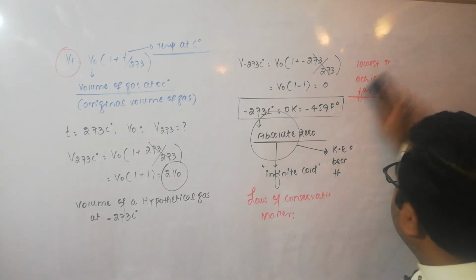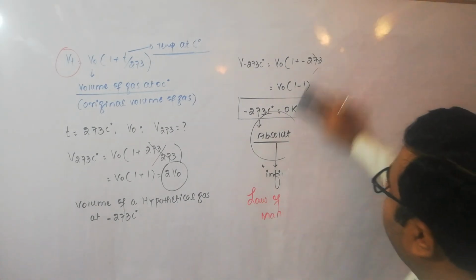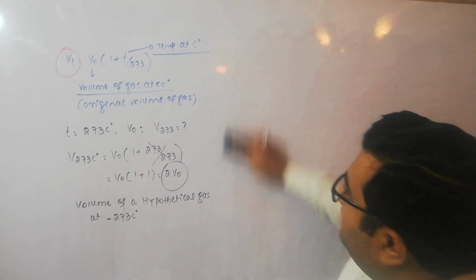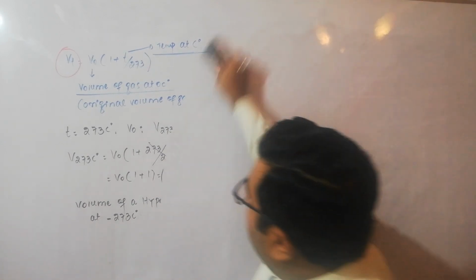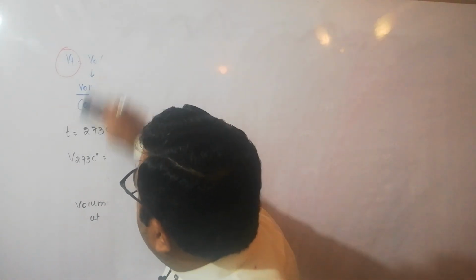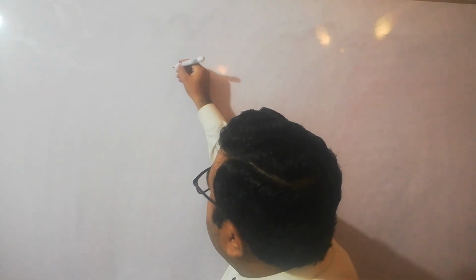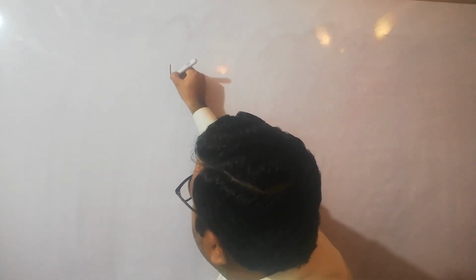Now at the last, let us discuss Charles law graphically: if a graph is plotted between volume and temperature, then what kind of picture are we going to have? So the graph can be drawn in two ways.